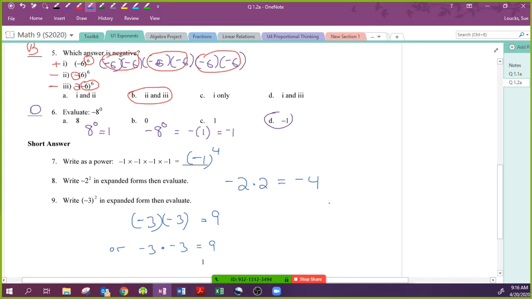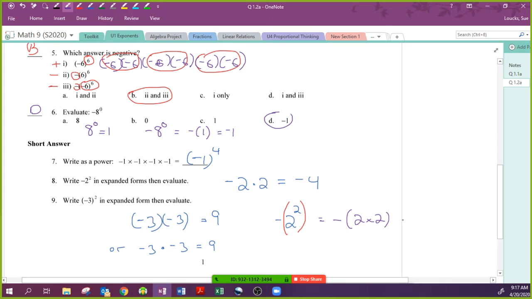Sometimes it helps to think of -2 squared as you're going to do the exponent first, right? And it only affects what it's touching. So maybe you want to put brackets around that to make that more clear to yourself. So that's -2 times 2, and I would accept that actually as expanded form.